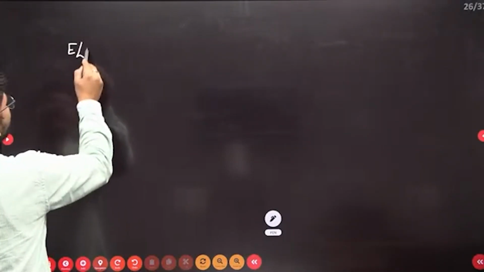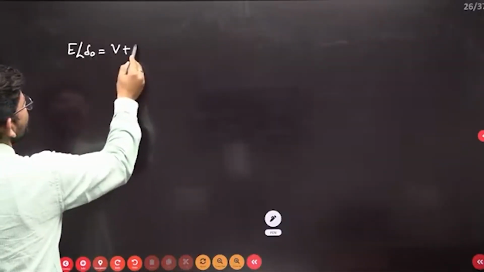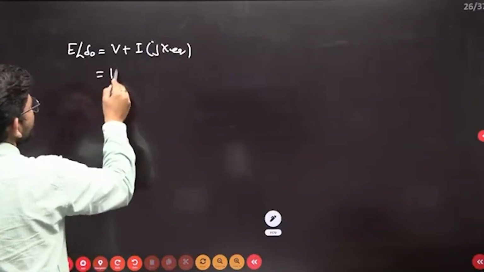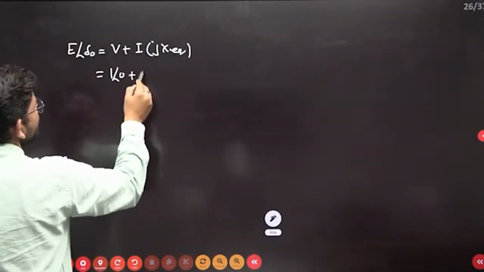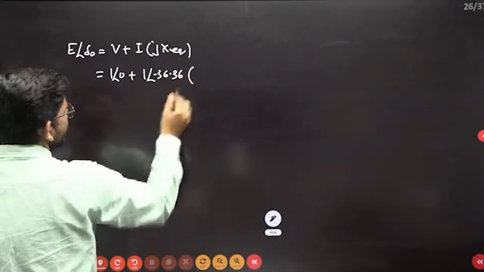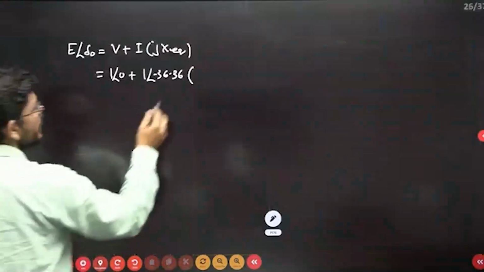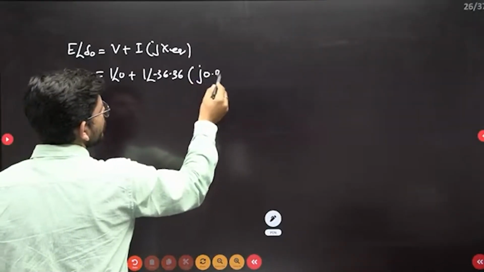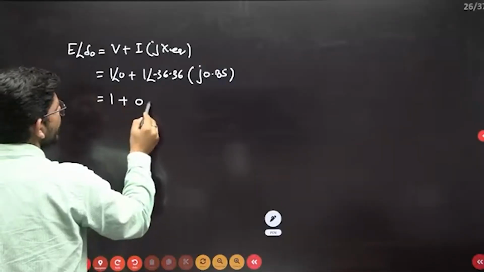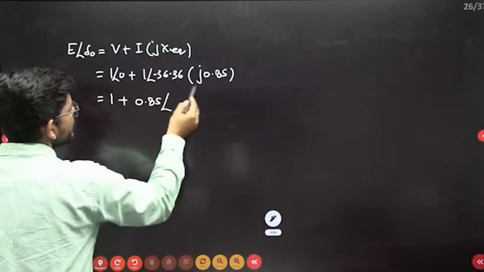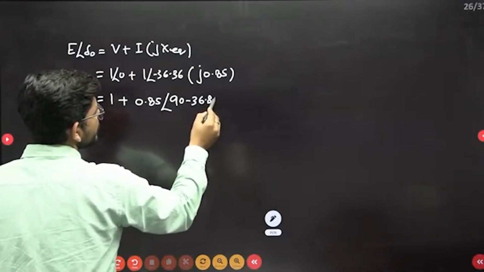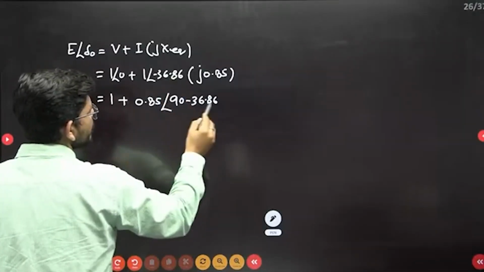So E angle del naught equals V plus I into J X equivalent. Now V is 1 angle 0, I is 1 angle minus 36.86, and J X equivalent is J0.85. Or otherwise what you can do, 1 plus 0.85 J will give you an angle of 90 minus 36.86, which is the angle of current. Okay, this is what you will get.